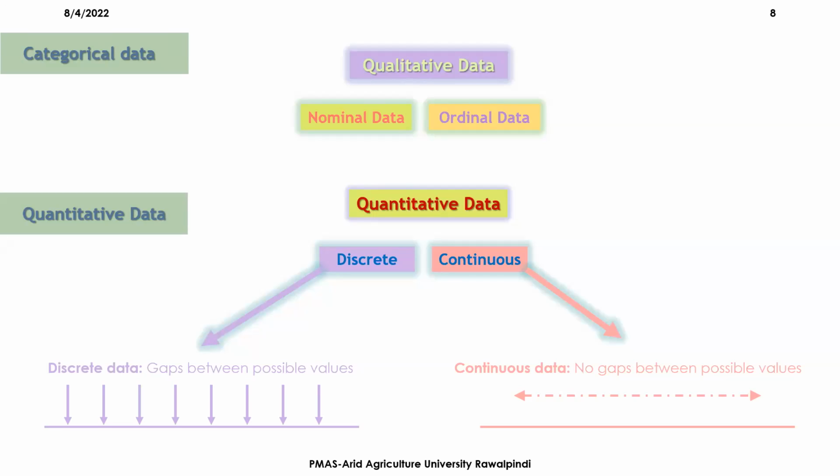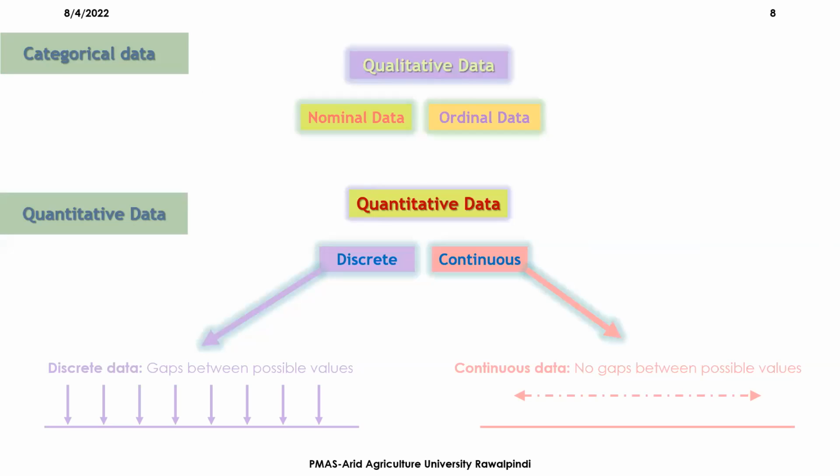In terms of quantitative data, it comes under two forms: one is discrete data, and the second is continuous data. In discrete data, only certain values are possible. There are gaps between the possible values. For example, whole numbers 1, 2, 3, or 4 come under discrete data. Whereas continuous data, theoretically, with a fine enough measuring device, for example temperature in Fahrenheit, or one can say some student got 3.5, some got 3.6. That is continuous data.